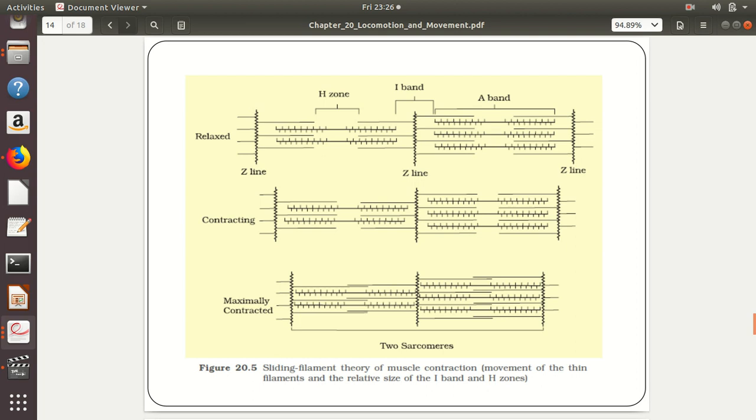Whenever the muscles contract, you can notice there is a reduction in the size of the H zone and also a reduction in the I zone or I band. At maximum contraction of muscles, there is no H zone and I zone, so it is almost completely overlapped. So this is the sliding filament theory of muscle contraction, wherein there is a movement of thin filaments and the relative size of the I band and the H zones vary in relaxed, contracting and maximally contracted stages.